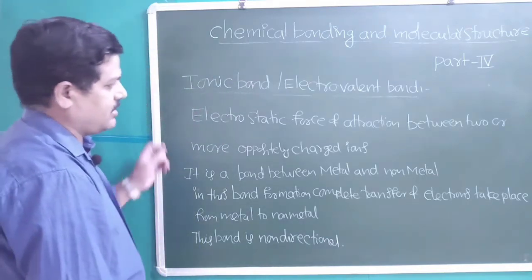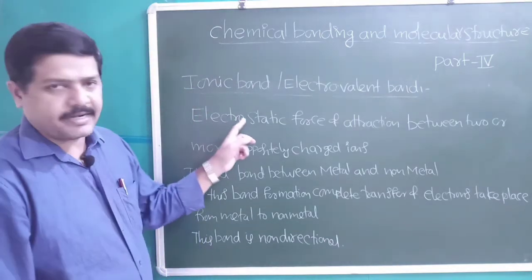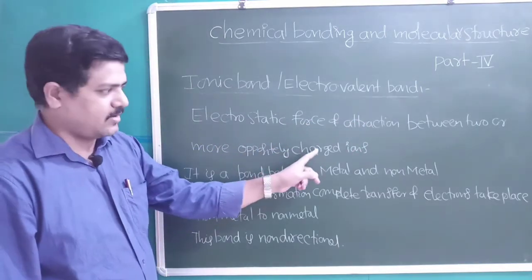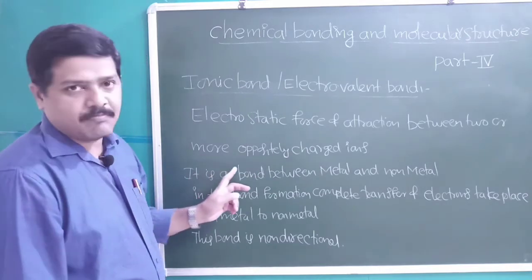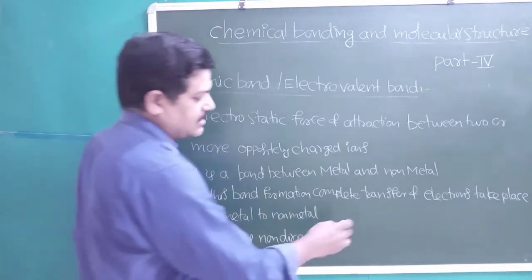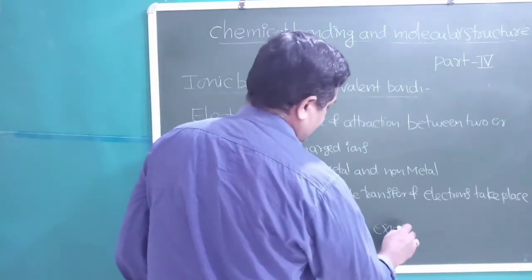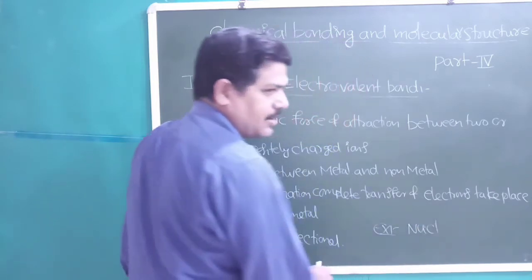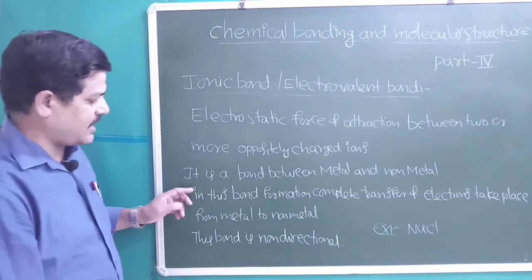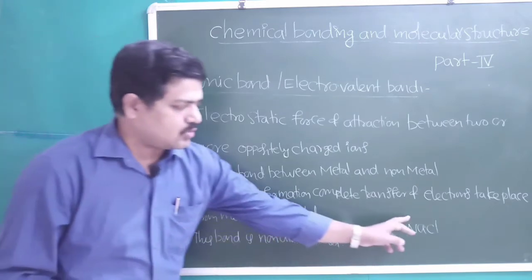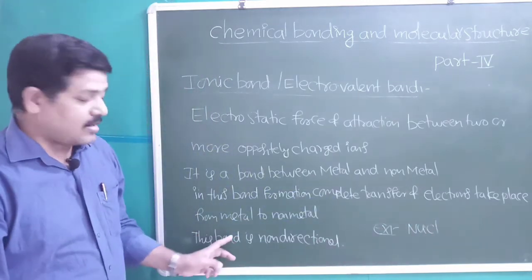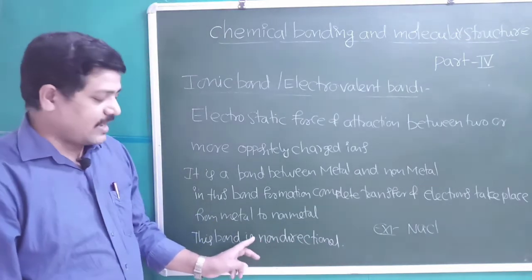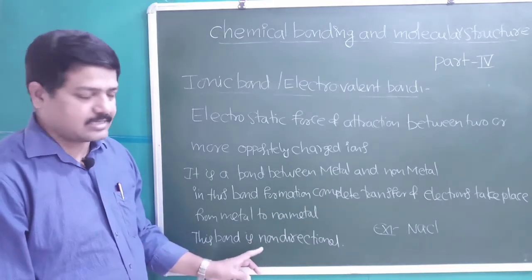Students, ionic bond is defined as electrostatic force of attraction between two or more oppositely charged ions. It is a bond between metal and non-metal. For example, NaCl, sodium chloride, the bond between sodium and chlorine, is an ionic bond. Complete transfer of electron takes place from metal to non-metal. And this bond is non-directional in nature. Why is it called non-directional? Let us discuss this.